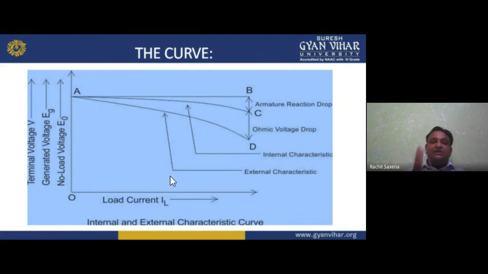So three characteristics are here. First is E0 versus IF. Another one is EG versus IF, and EG versus IL. But in the first characteristic, we are not considering armature reaction drop and voltage drop. In the second, that is internal, we are subtracting the armature reaction drop. In external, we are subtracting again the ohmic drop. So we are getting the external characteristic. So this is your external or internal characteristic.